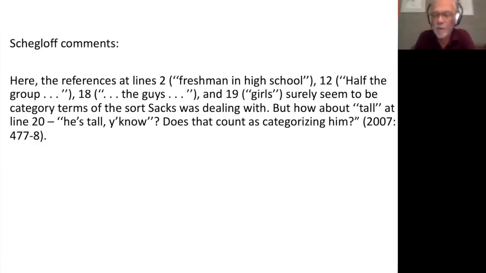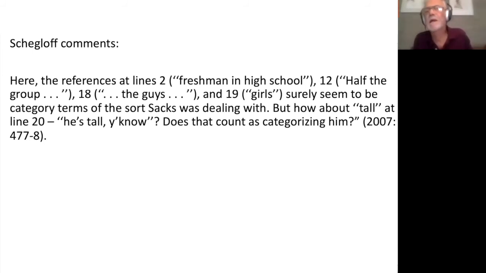And Schegloff writes about this. He says, here the references at lines 2, freshman in high school, 12, half the group, 18, the guys, and 19, girls surely seem to be category terms of the sort that Sacks was dealing with. But how about tall at line 20? He's tall, you know. Does that count as categorizing him? Well, Schegloff picked nouns and noun phrases referring to persons as surely category terms of the sort that Sacks was dealing with.